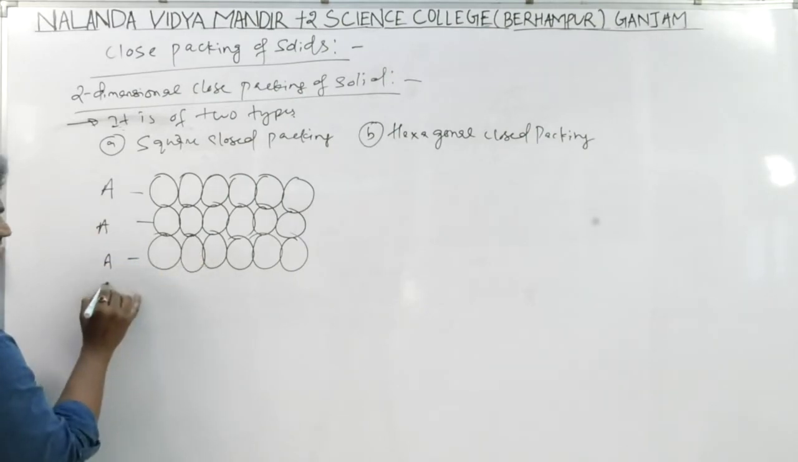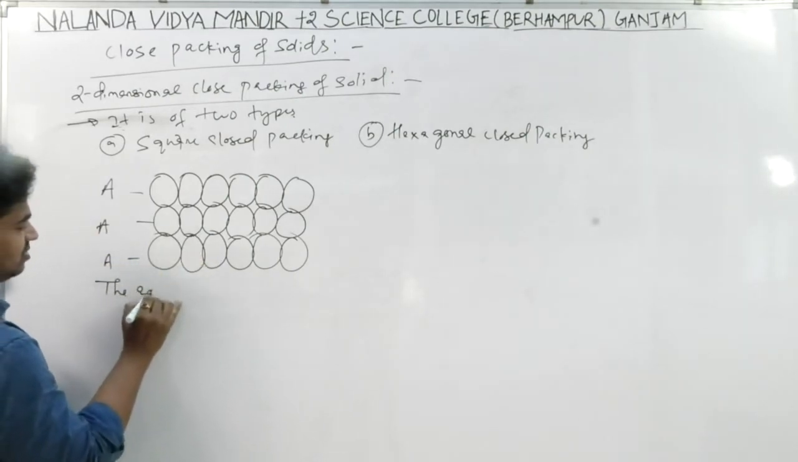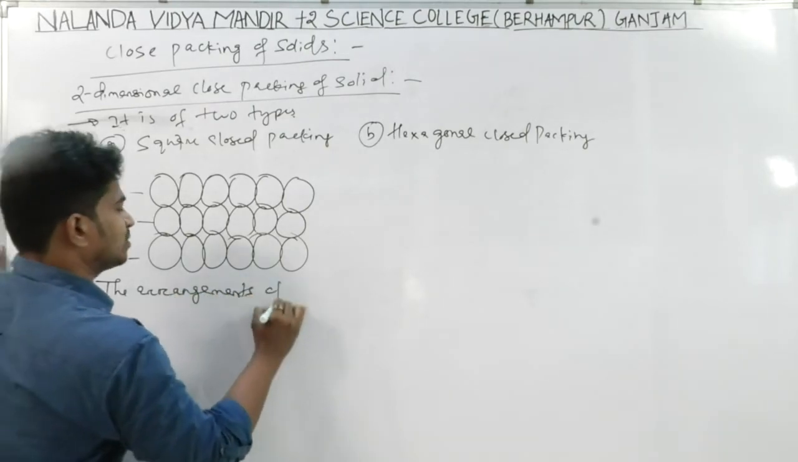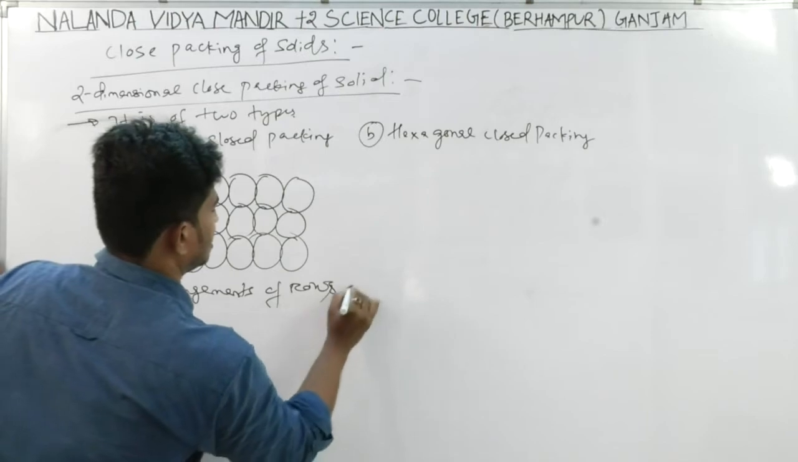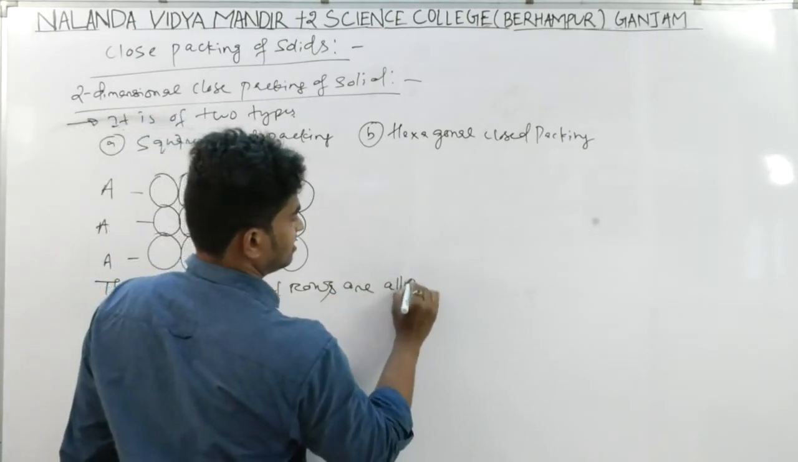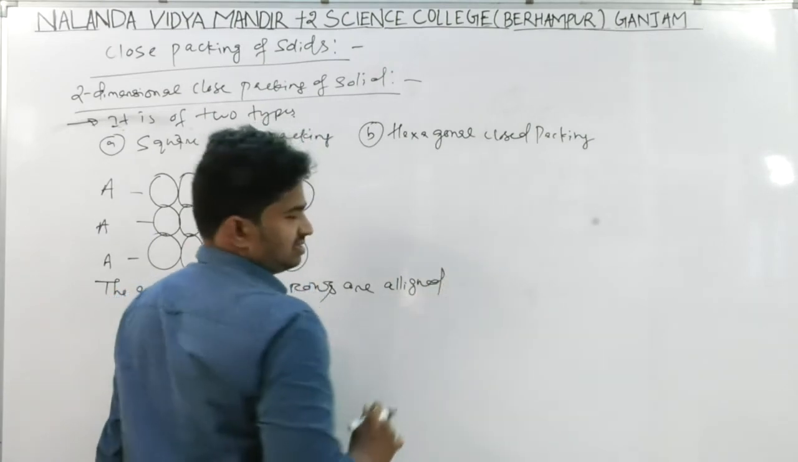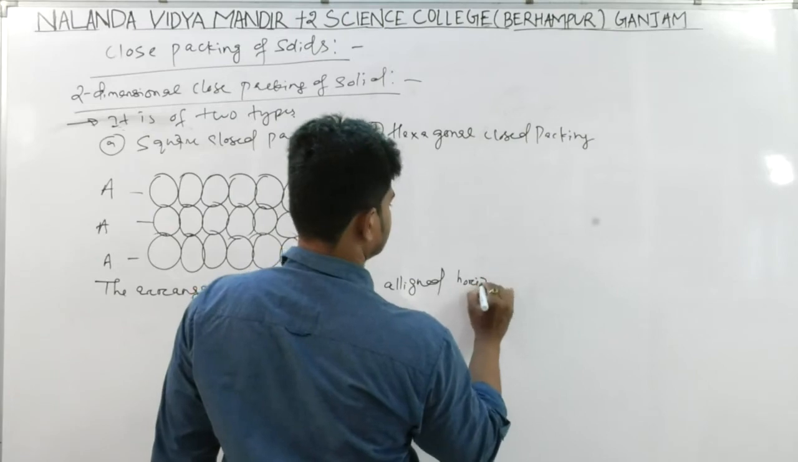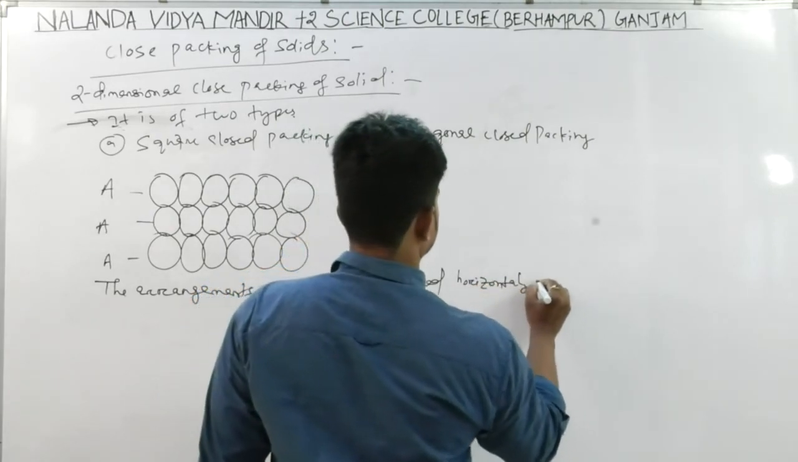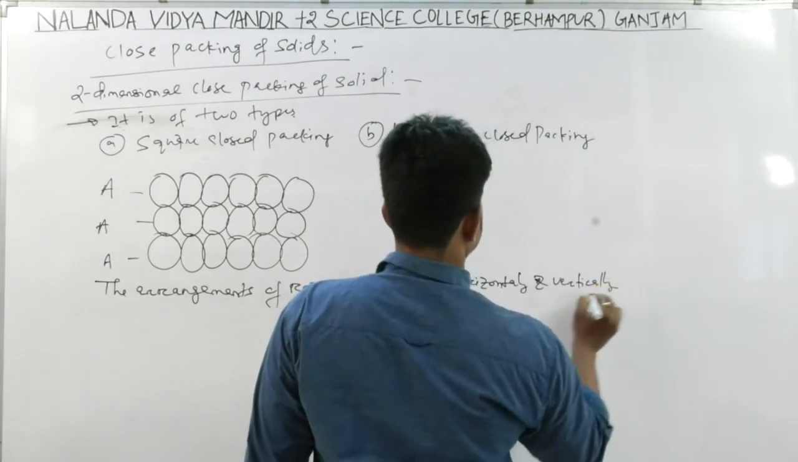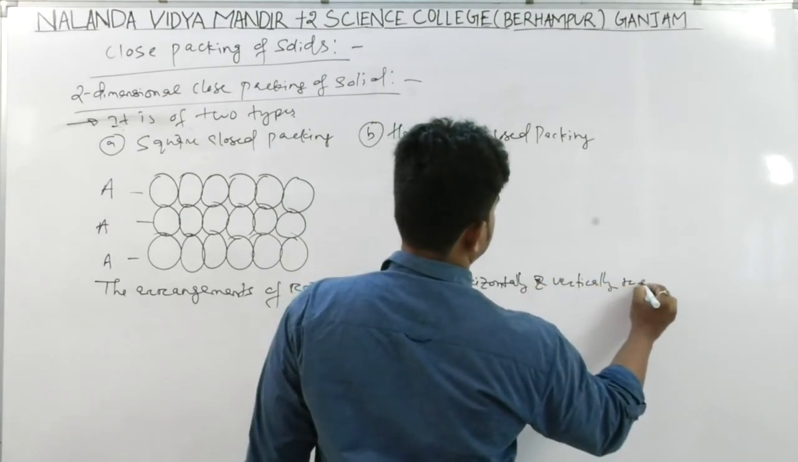So we can write that the arrangements of rows are aligned horizontally and vertically to each other.